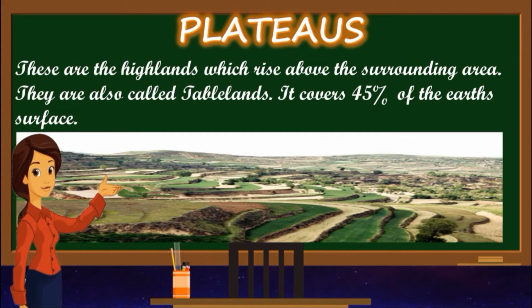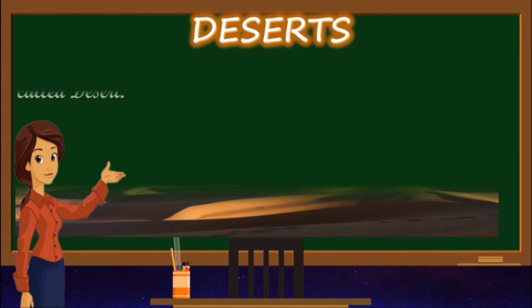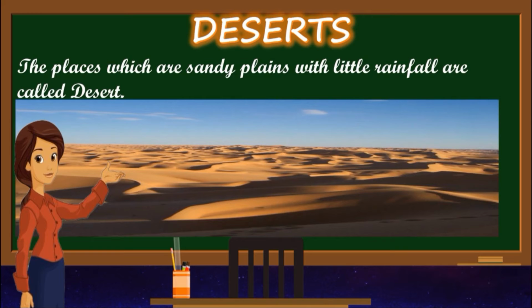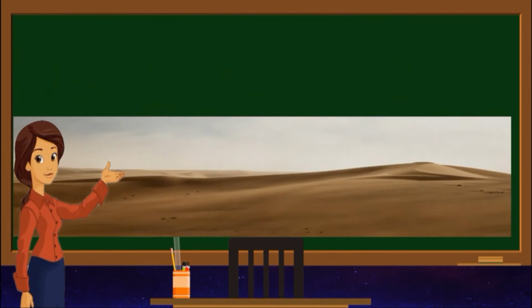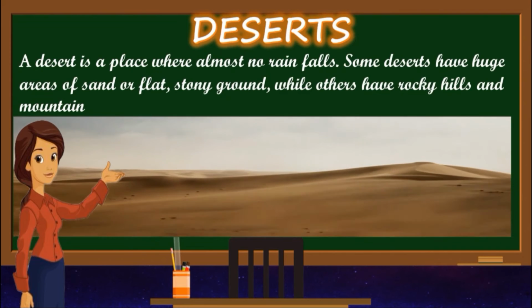Next, we shall see about the deserts. The places which are sandy plains with little rainfall are called deserts. Deserts are the driest places on the earth. Around 20% of the earth is covered with sand. A desert is a place where almost no rain falls. Some deserts have huge areas of sand or flat and stony ground, while others have rocky hills and mountains.